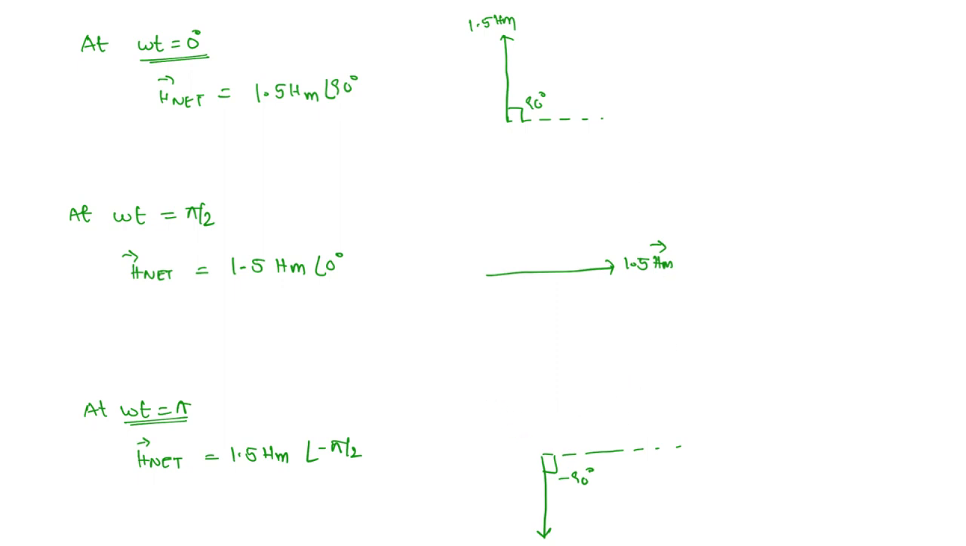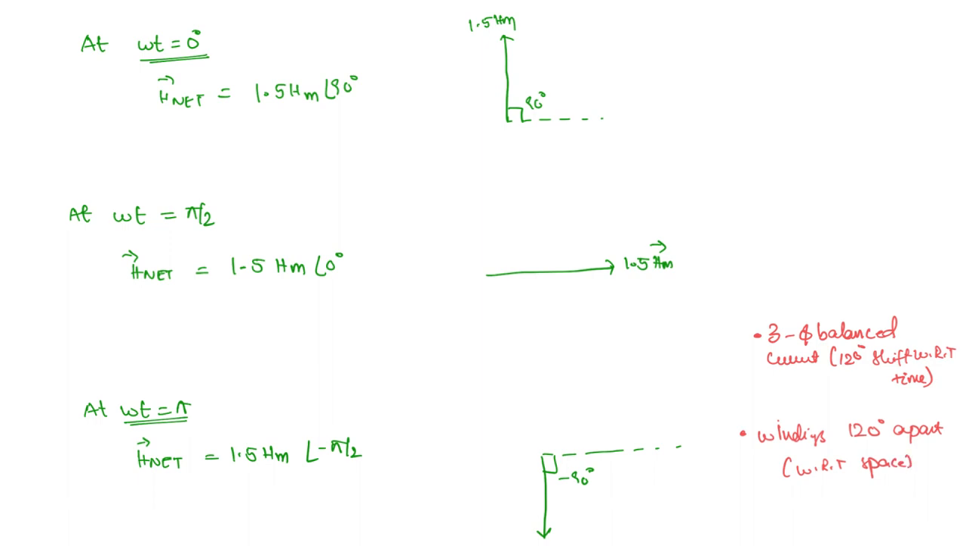This is how you are getting a rotating magnetic field with the help of 3-phase balanced currents. Please write it down once again. You are making use of 3-phase balanced currents, that means 120 degrees shift with respect to time, and windings 120 degrees apart, that means with respect to space. When these two are happening, then you will get a rotating magnetic field. This is the basis for an induction machine as well as a synchronous machine. So make sure you understand this properly.